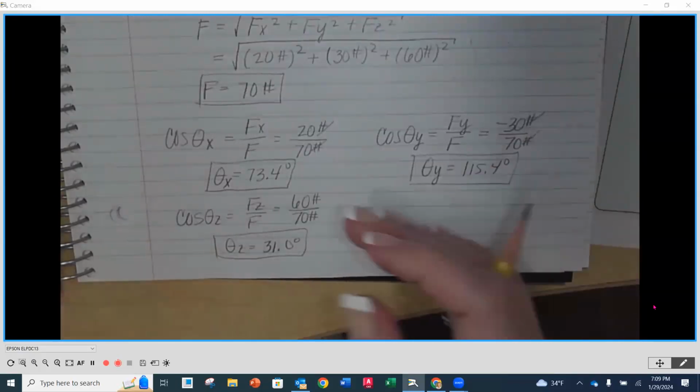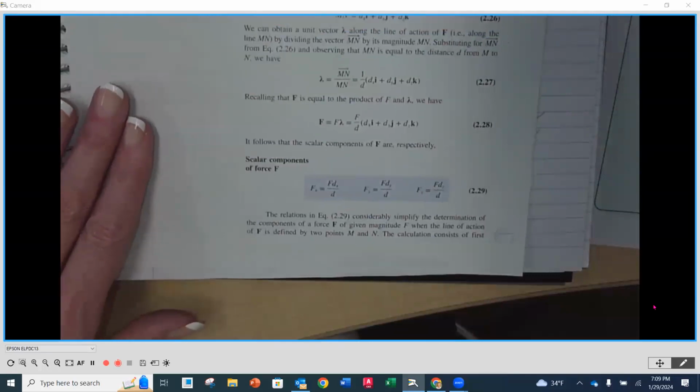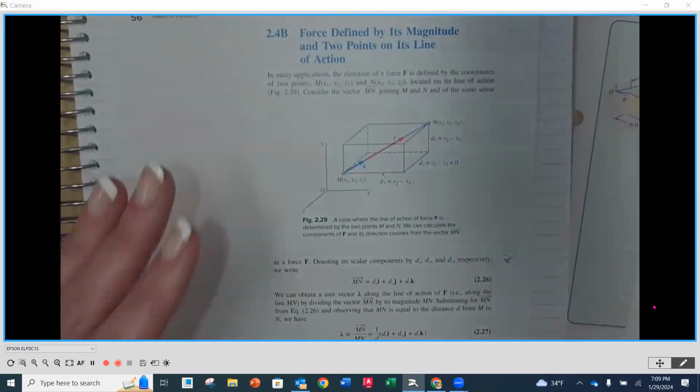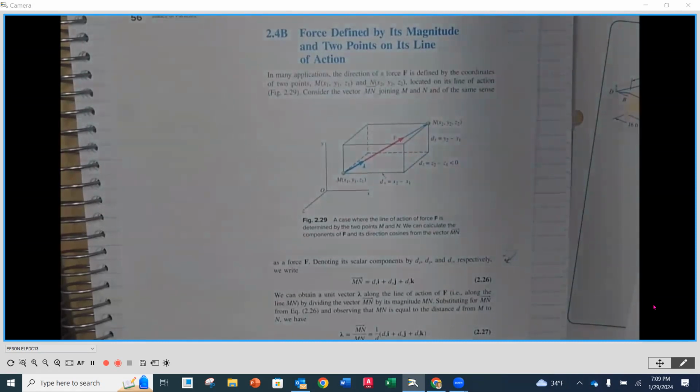All right. The next thing we're going to do is look at section 2.4b. And this is force defined by its magnitude and 2 points on its line of action. So just like in X and Y's, there are instances when we know where a point is in space and we want to know where it is in relationship to another point so that we can determine the distance between those 2 points. It's kind of what we're doing here as well, but we've now got a z-axis.